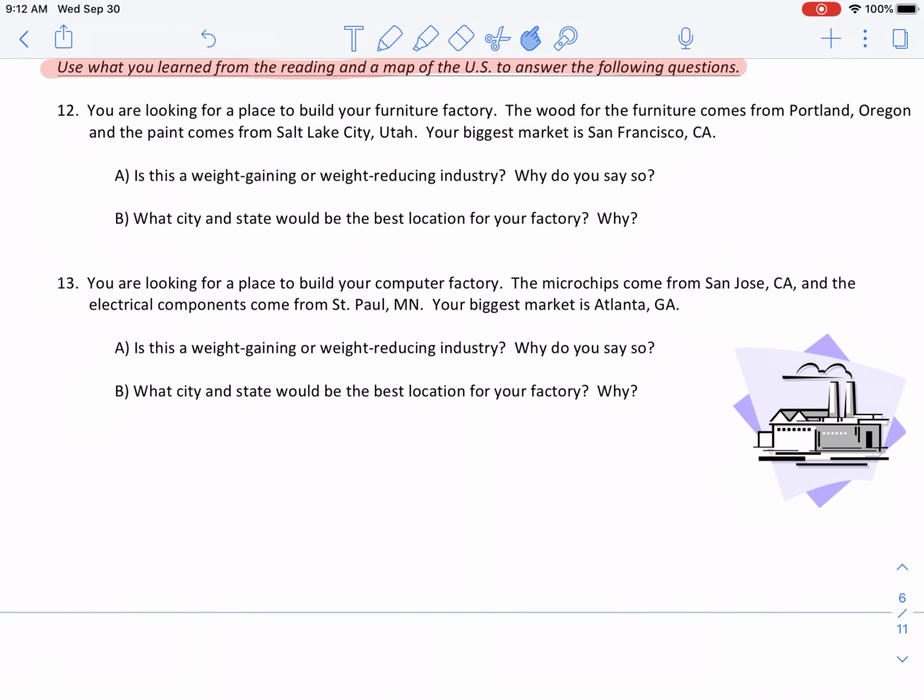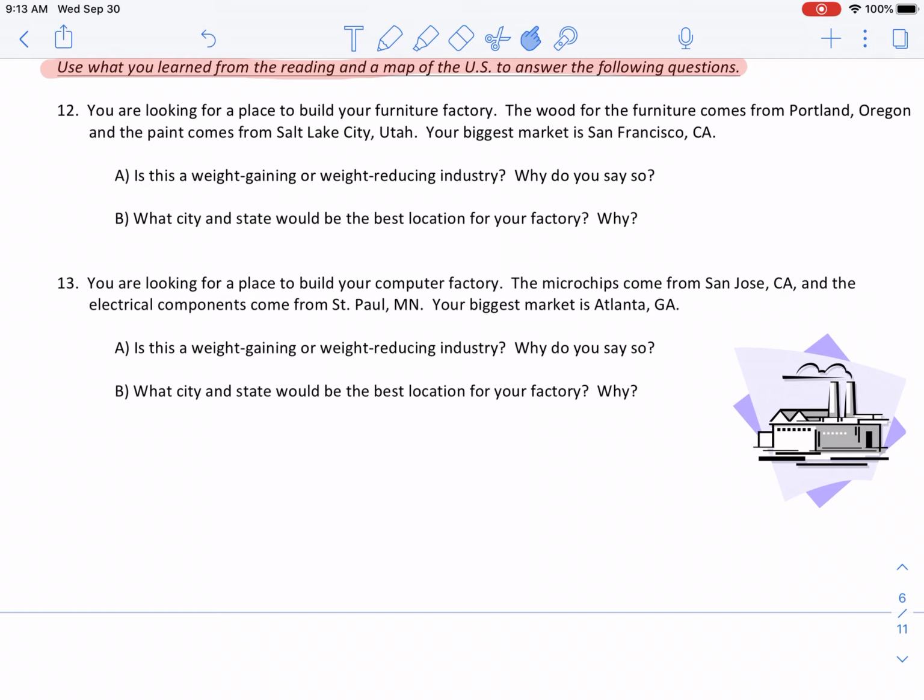In number 13, you're looking for a place to build your computer factory. You have microchips that are coming from San Jose, California. You have electrical components that are coming from St. Paul, Minnesota. Your biggest market is Atlanta, Georgia. So now make the determination. Is this a weight gaining or weight reducing industry? Are the computers getting smaller in size as they are adding components and microchips together, or are they getting larger?